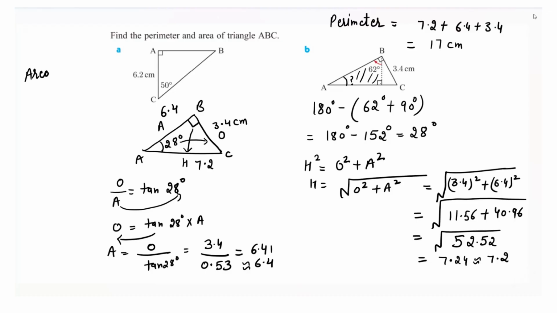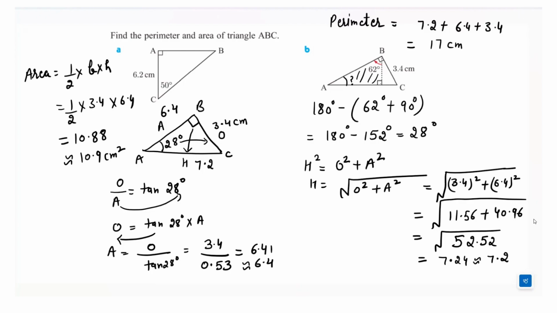Now we have to calculate the area. So area will be equals to 1 by 2 into base into height. So base is 3.4 and height is 6.4. So we will multiply 3.4 with 6.4 and then we will divide it with 2. We will get it equals to 10.88, which is approximately equals to 10.9 centimeter square. So this is how you can apply the knowledge of the Pythagoras theorem and the knowledge of trigonometric ratios in such particular questions.